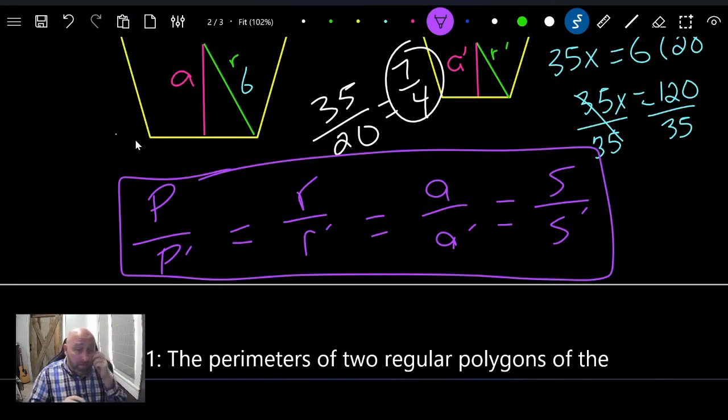You need to write this down. Perimeter over perimeter prime equals radius over radius prime equals apothem over apothem prime equals side over side prime. Those are super important. You're going to be using those all the way through these exercises.